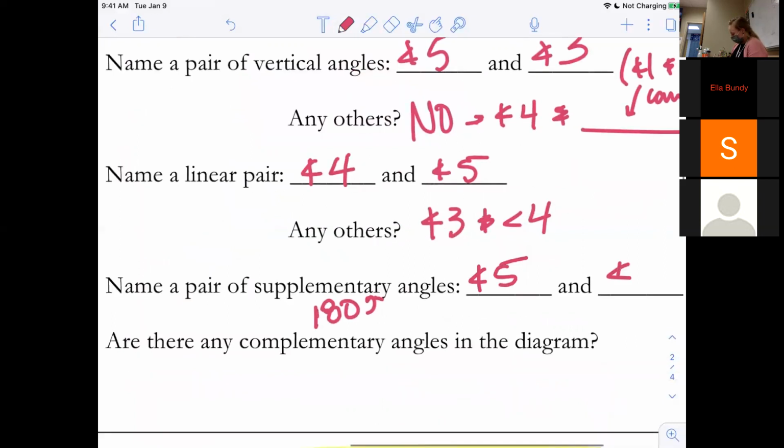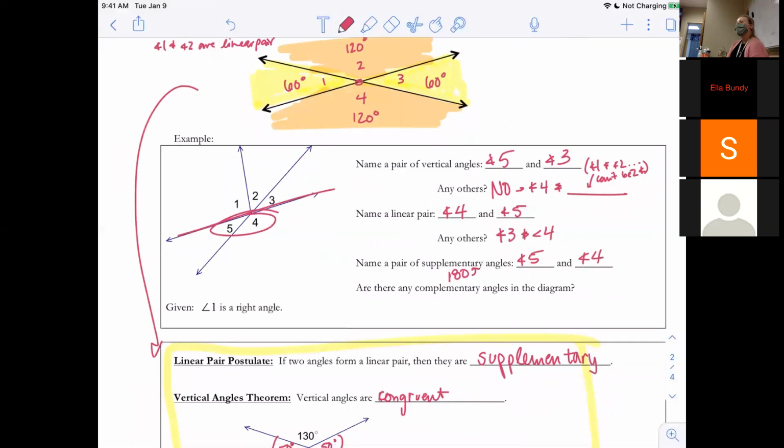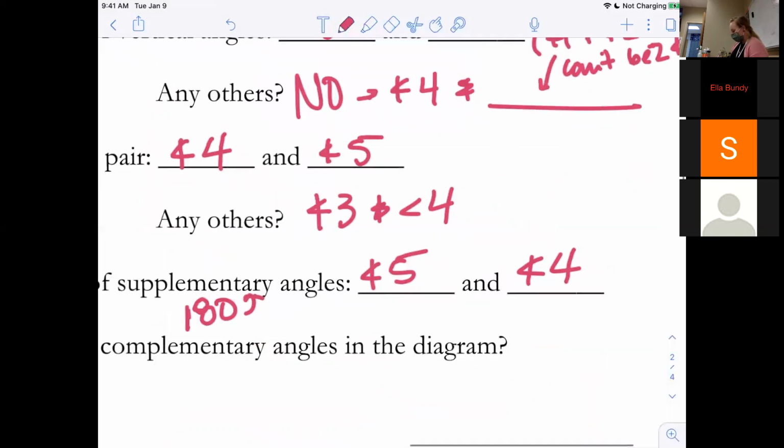Could I have written anything else? Did I actually even need to look at the picture? Or could I just have looked at my other work? Why could I have just looked at my work? What did you say? If they're vertical, they're formed by lines. I'm looking for the other one. Linear. If they are a linear pair, then those are supplementary. So vertical is not necessarily wrong, but don't think that they're supplementary because they're not necessarily. So I could have done 4 and 3.